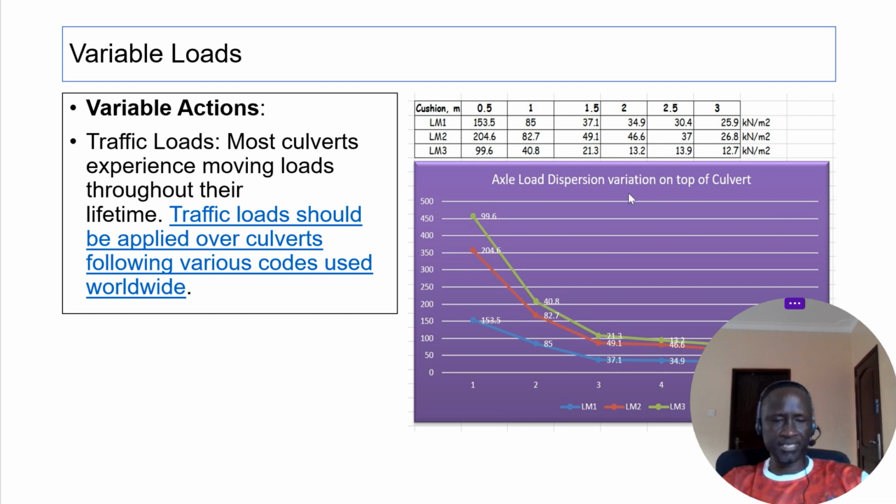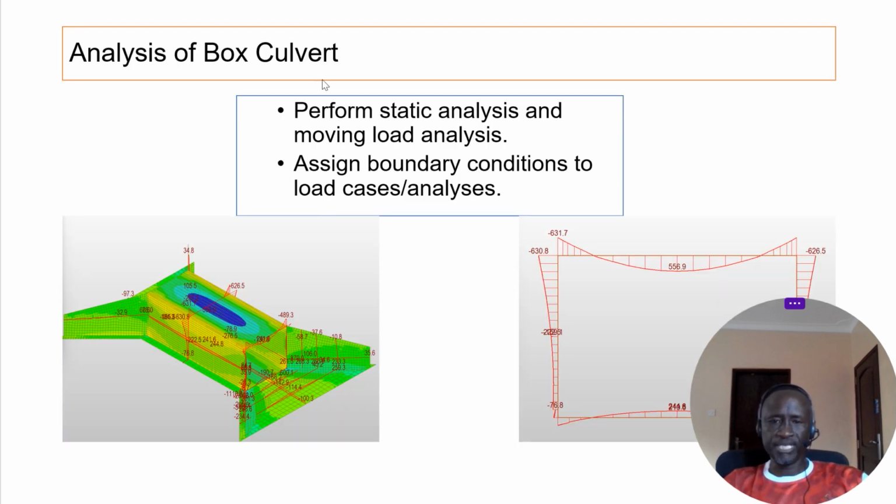Variable loads, last time I shared with you this graph on the right hand side. It is basically traffic, and it is very important to note that as the depth of fill increases, the axial load dispersion force or the axial effect reduces as the fill increases, up to a certain point where the dead weight takes precedence. Take note of that. The analysis of the box culvert, these are the outputs you get from your software.